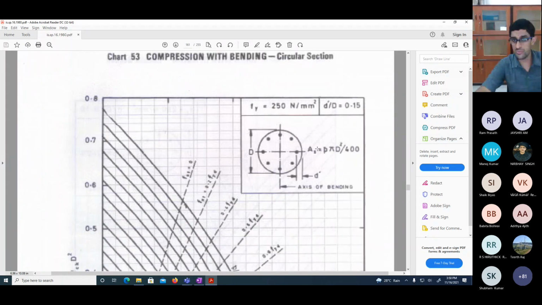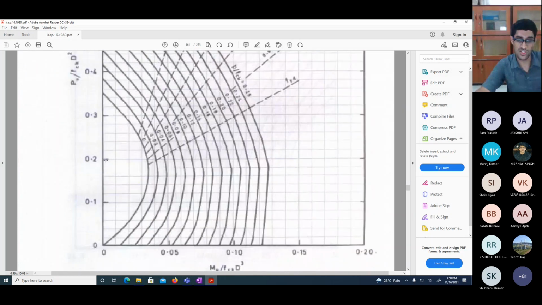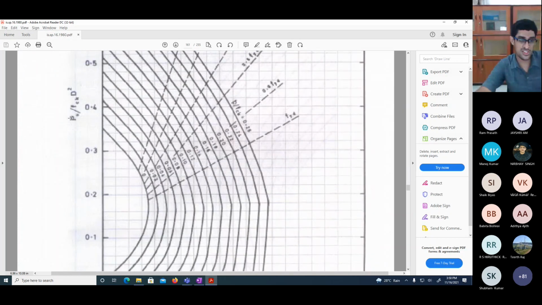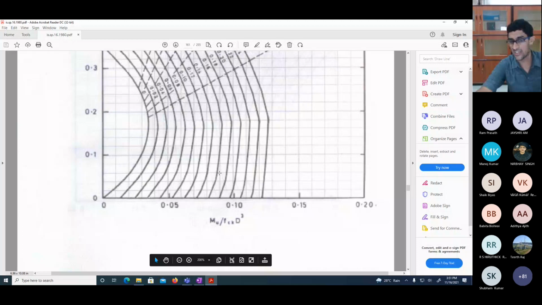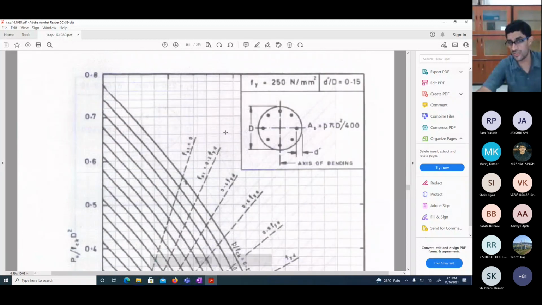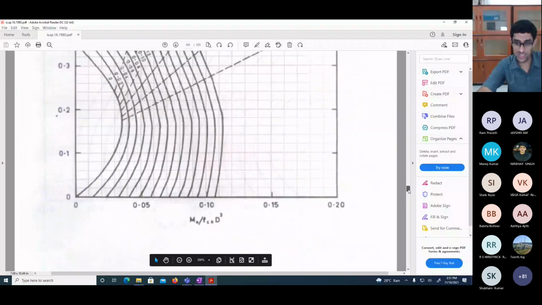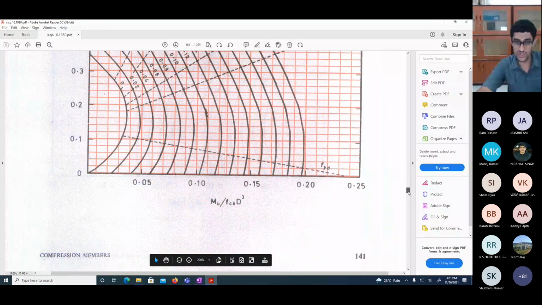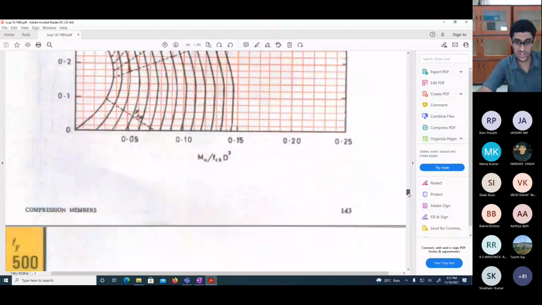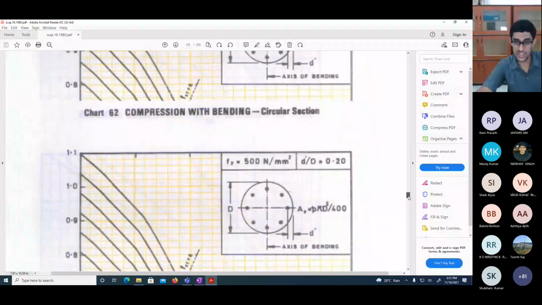By the way, for uniaxial bending, you also have charts for circular sections, circular columns also. It's the same, only with differences. You'll have P by fck capital D square and Mu by fck D cube. The axes only change, but the other things are the same if you have a circular column. Okay, uniaxial bending. So anyway, let's keep going down for biaxial bending.